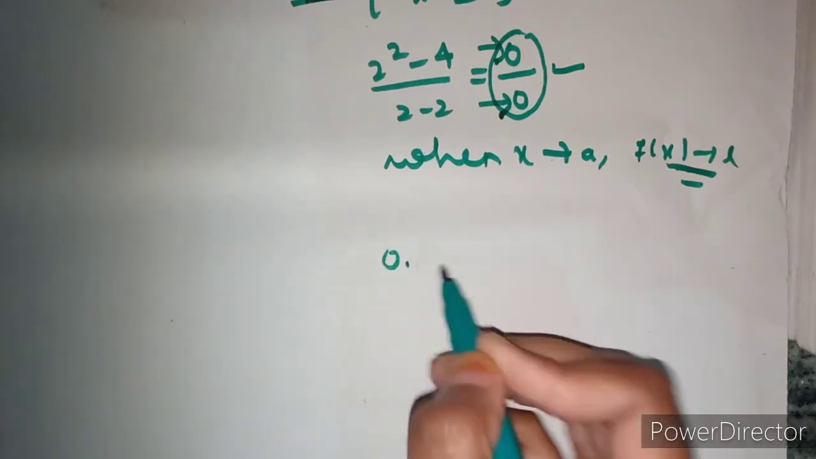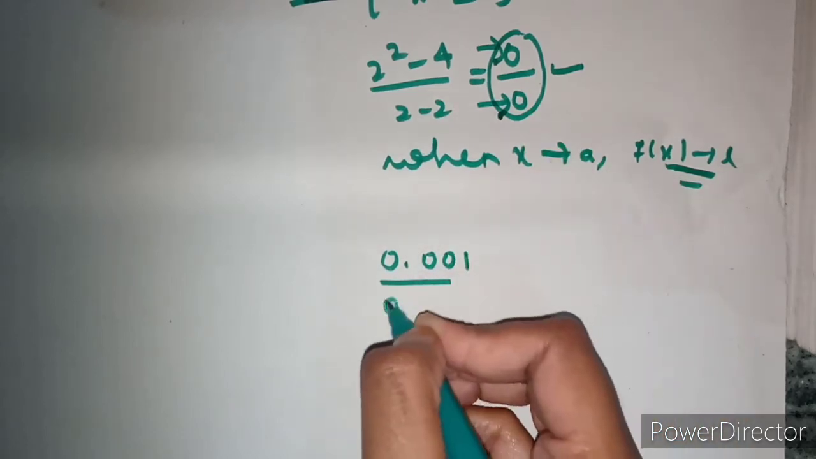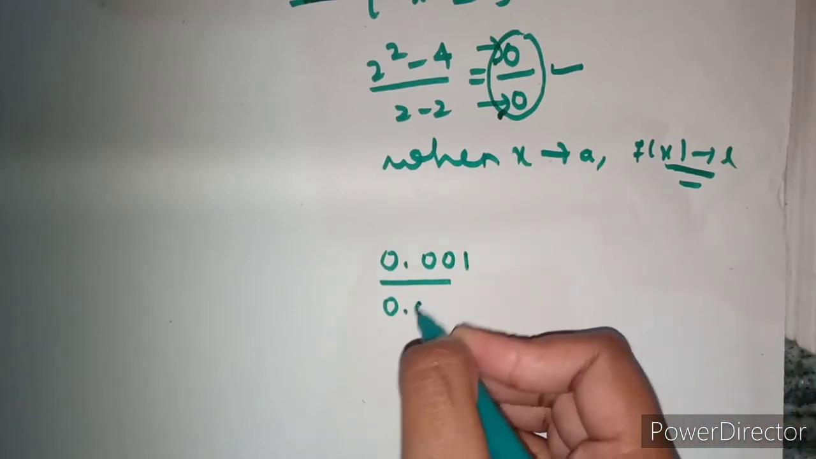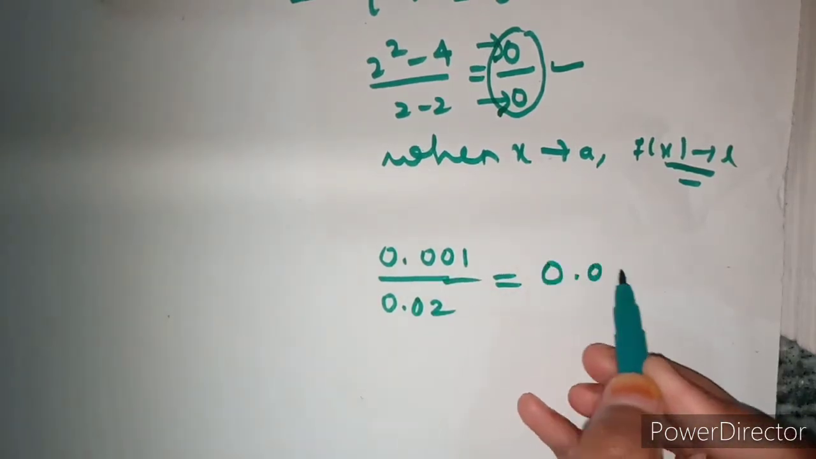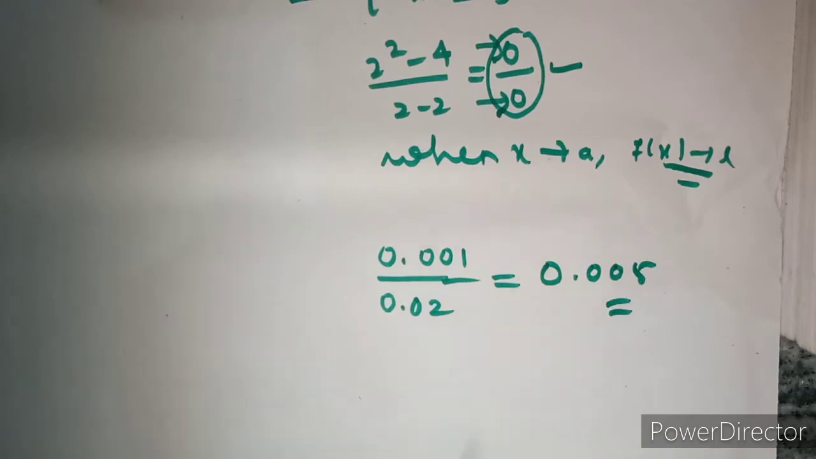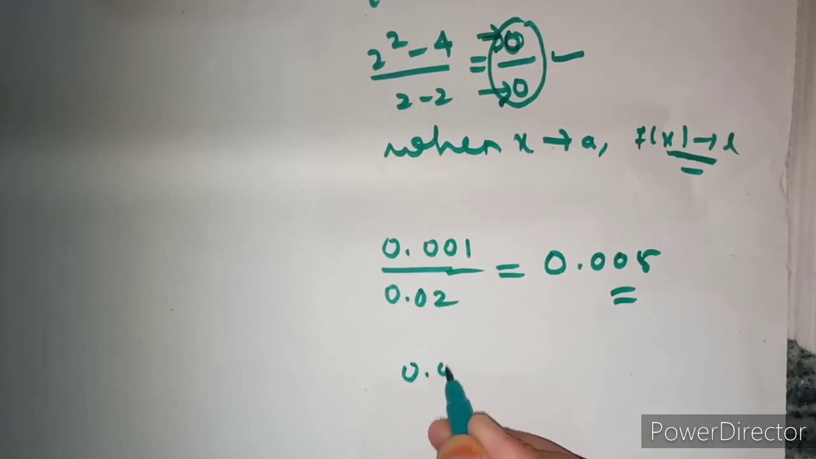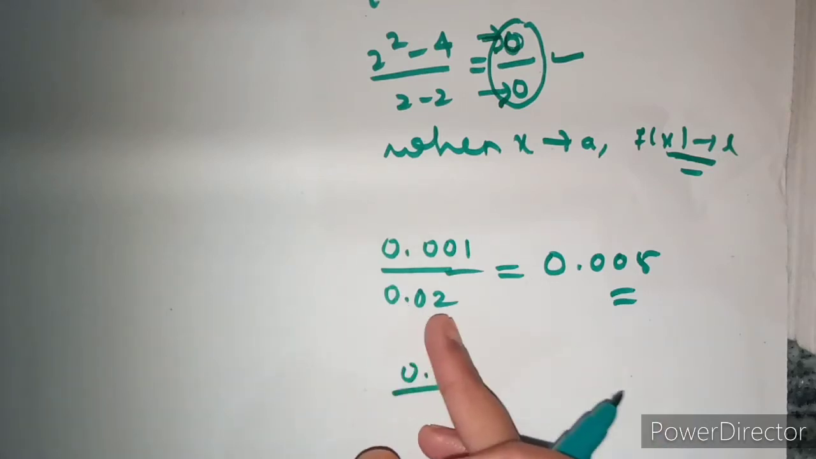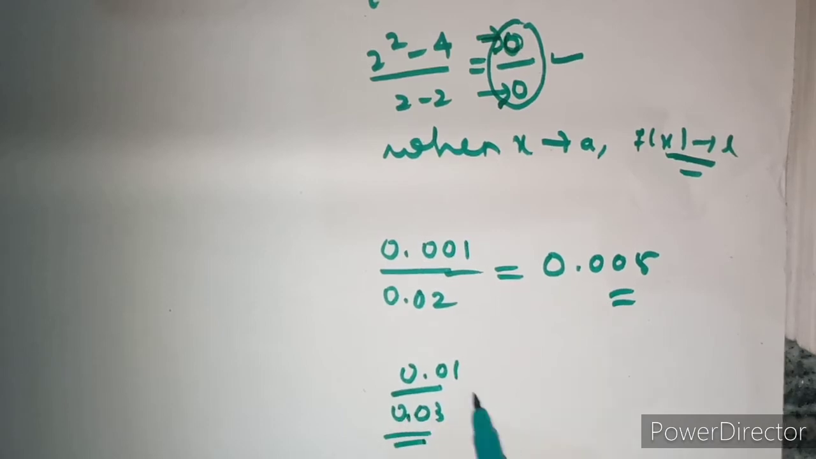If I take the numerator as 0.01, and the denominator is also approaching 0, if I take a value close to 0, 0.02, then we are going to get 0.005. Likewise, if I take a value near to 0 as 0.01 upon, here the denominator is also approaching 0, so instead of 0.02 I am taking 0.03. This value is also close to 0, right? If I calculate, I will get 0.333 and so on.